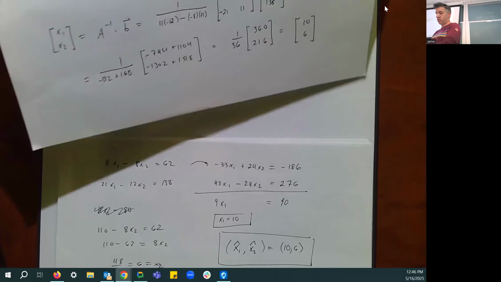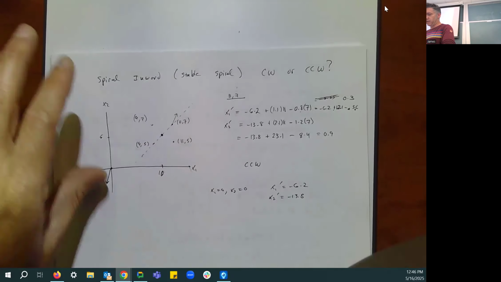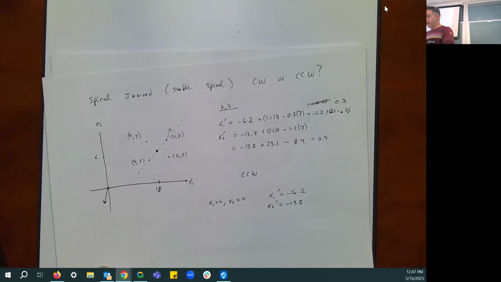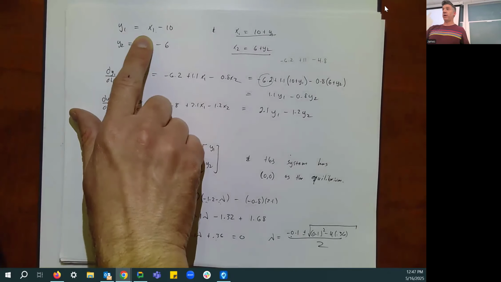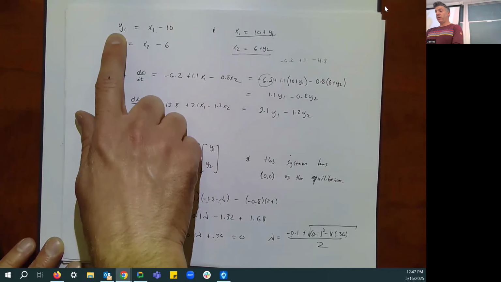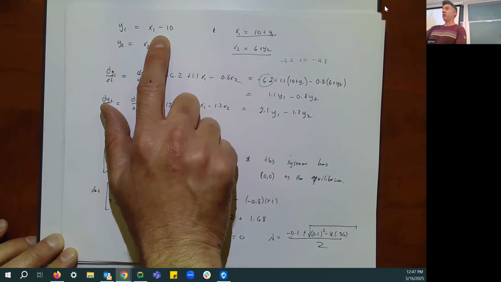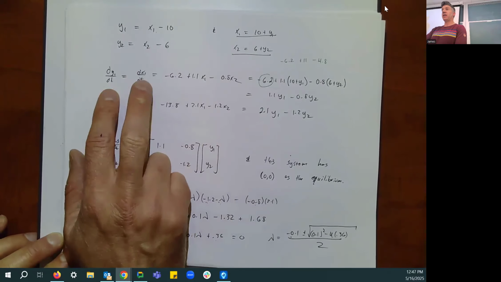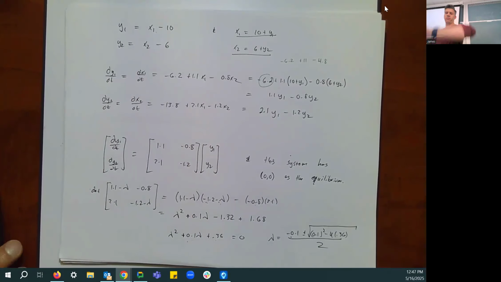Sure. So here's what we're saying. I have basically just shifted things around. I've said that y1 is equal to x1 minus 10 and y2 is equal to x2 minus 6. So if I take the derivative of this side, I get the derivative of y1. If I take the derivative of this side, I get the derivative of x1 minus 0. So that's how we get to say that those two derivatives are equal to each other, because they just differ by a constant.